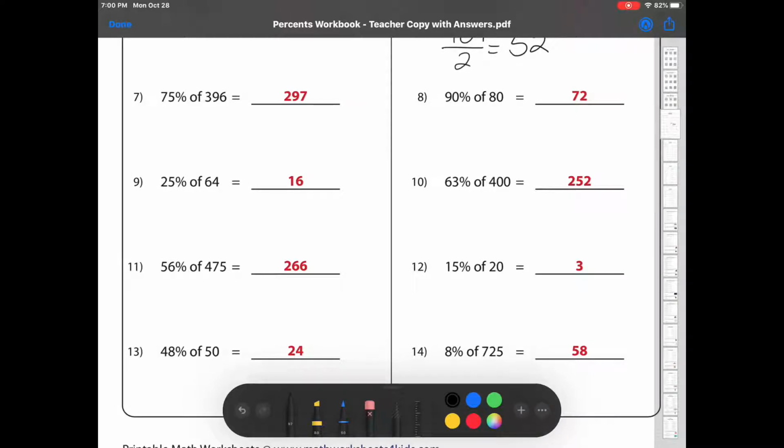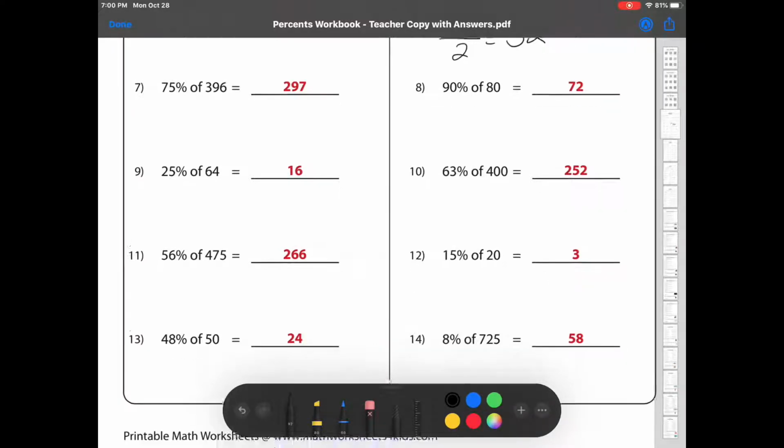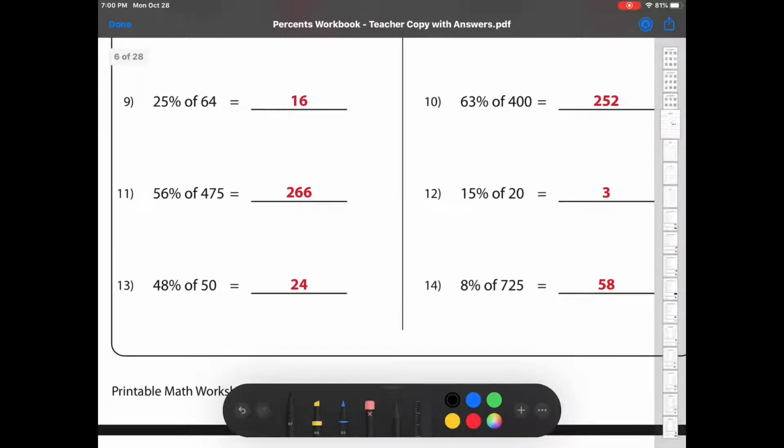All right, number 7, 75% of 396 is 297. Question number 8, 90% of 80 is 72. Question 9, 25% of 64 is 16. Question 10, 63% of 400 is 252.